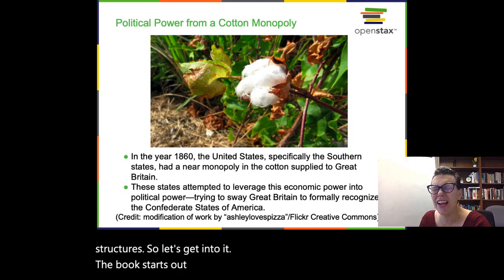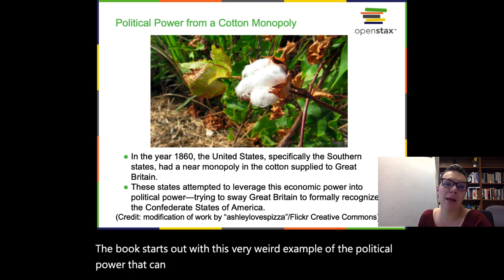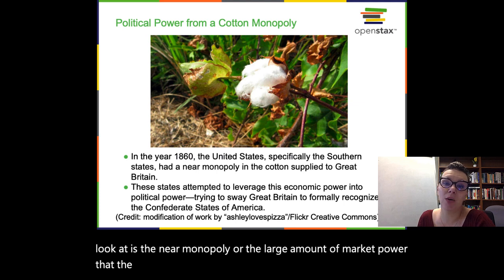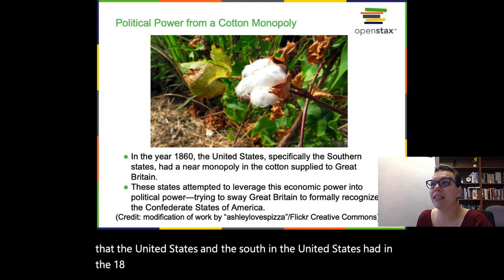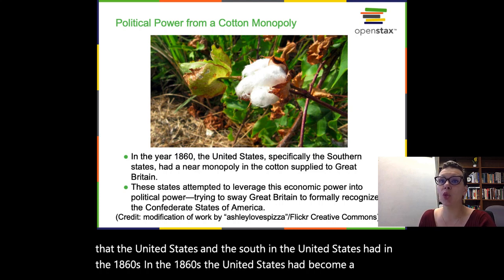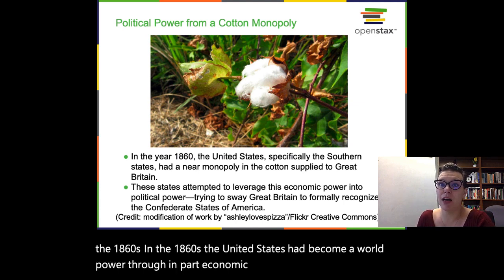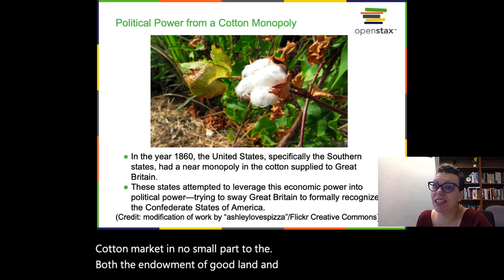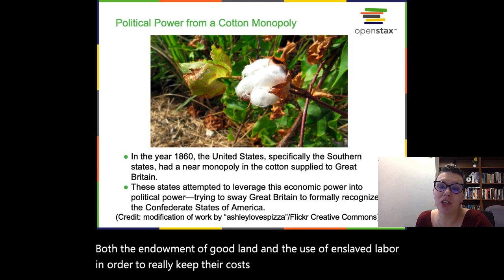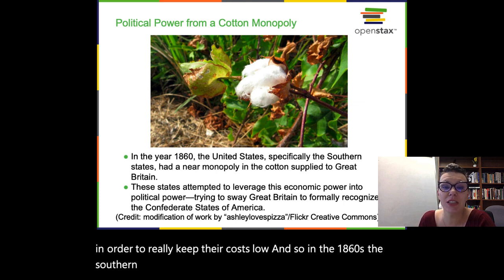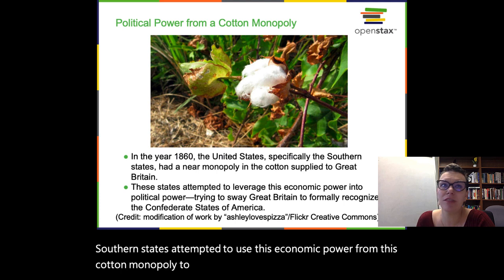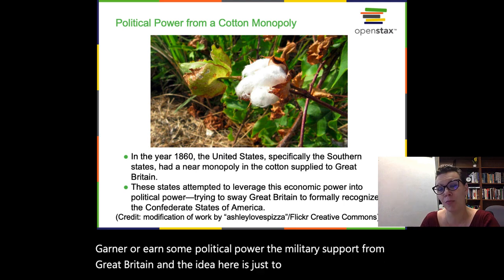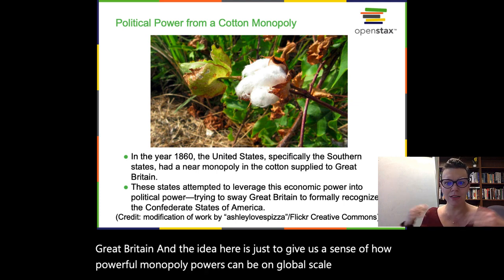The book starts out with this very weird example of the political power that can be derived from monopoly. And what it chooses to look at is the near monopoly, or the large amount of market power, that the United States and the South in the United States had in the 1860s. In the 1860s, the United States had become a world power through, in part, its economic dominance of the cotton market, in no small part due to both the endowment of good land and the use of enslaved labor in order to really keep their costs low. And so in the 1860s, the southern states attempted to use this economic power from this cotton monopoly to try and garner or earn some political power, military support from Great Britain. And the idea here is just to give us a sense of how powerful monopoly powers can be on the global scale. So, something to think about.